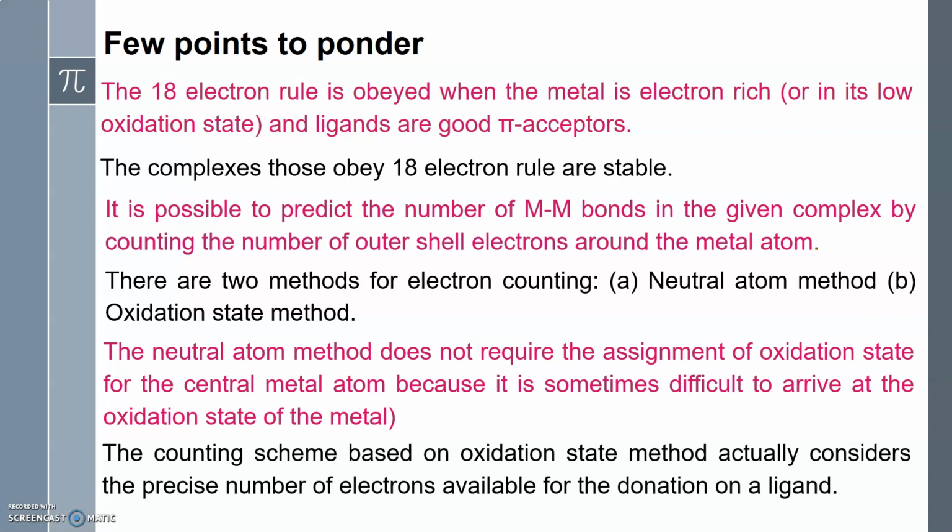The electron counting scheme based on the oxidation state method considers the precise number of electrons available for donation on a ligand. So this has its own advantage. We will come to know the exact number of electrons donated by the ligands only by the oxidation state method. So both methods have their own advantages as well as disadvantages, but we will mainly follow the neutral atom method throughout this video and when working out problems, because it is easy to find the number of electrons on the metal when the oxidation state is not assigned.